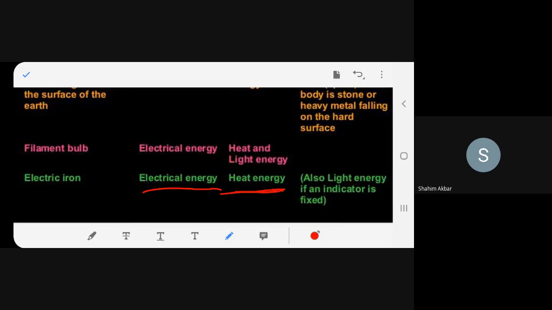At times, you may have those indicators on your iron. It shows a red light whether it is on or not. If you have the automatic iron, it shows whether the iron is on or not, and if it is more than what is required, automatically it becomes off. Have you seen that? So if you have got the indicator, then the third transformation may take place, that the heat energy is converted to light energy. Do you understand?